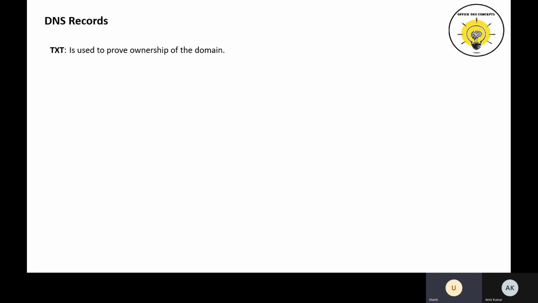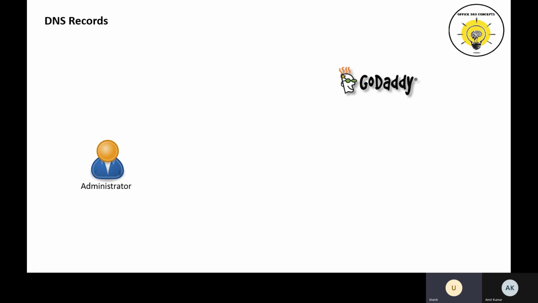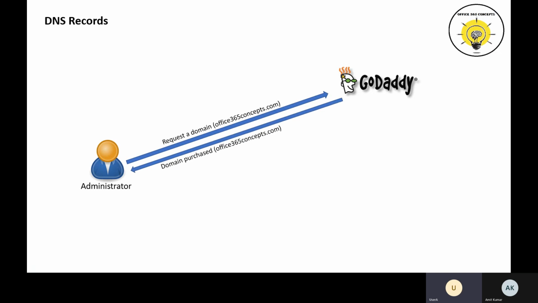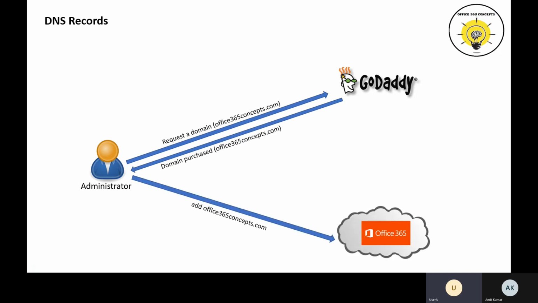Let's say you are trying to add a domain to Office 365 tenant. So how will Office 365 come to know whether you own this domain or not, right? Now, let's assume that you have an administrator and he has purchased a domain from GoDaddy. He requested a domain and he has purchased that domain successfully. Now that administrator is going to Office 365 and he's trying to add this domain in his Office 365 tenant. So Office 365 will ask him to prove his ownership, whether you really own this domain or not.